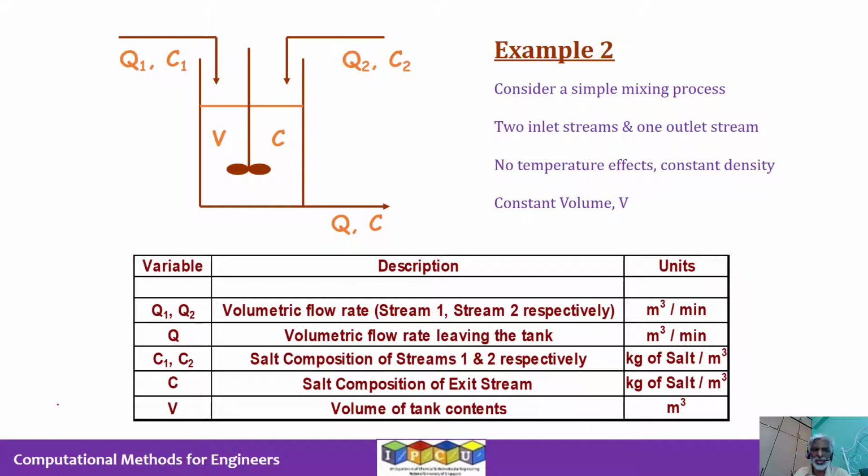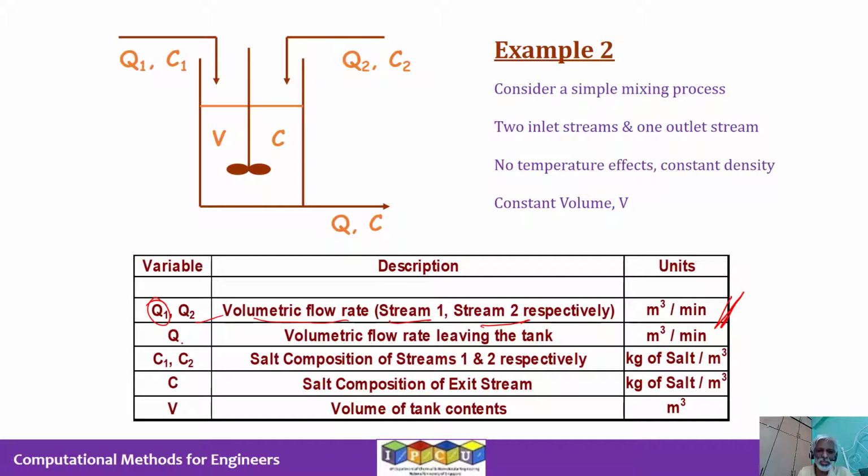So it is always good to have a list of variables, what their physical meaning is, and what their units are. So in that sense I'm doing this here. Q1 and Q2 are the volumetric flow rates of stream 1 and stream 2 respectively. The units of each of them are meter cube per minute, because it's a volumetric flow rate.